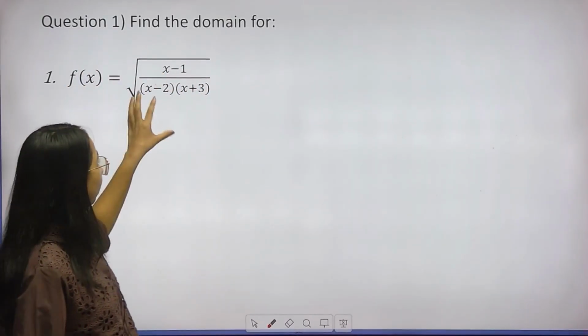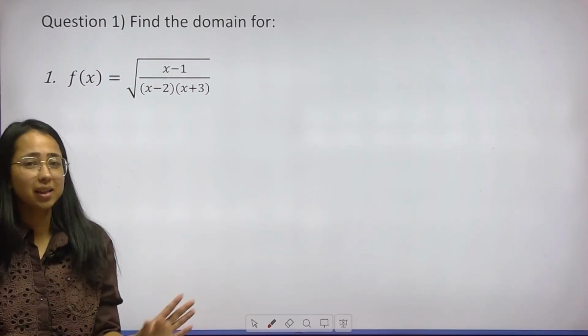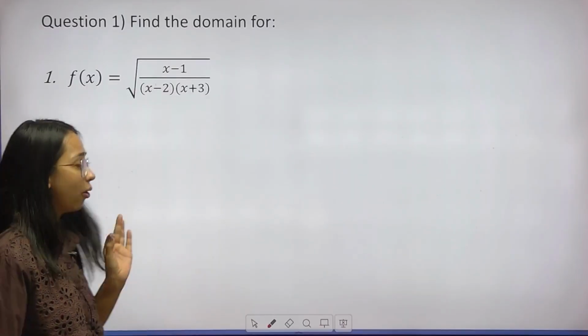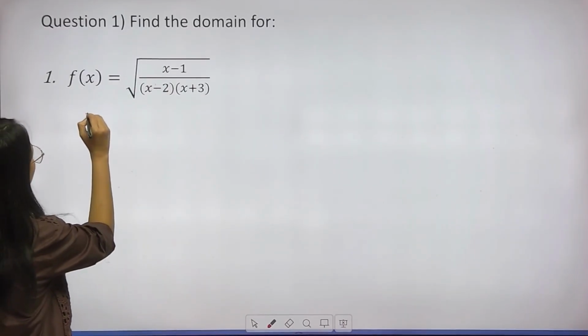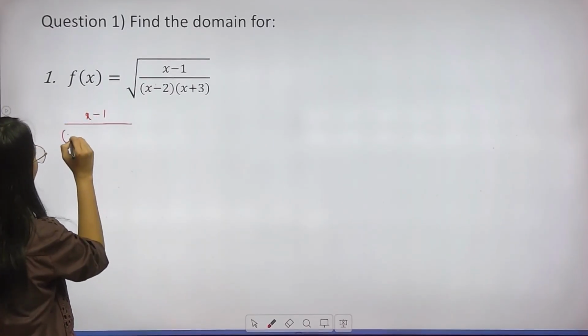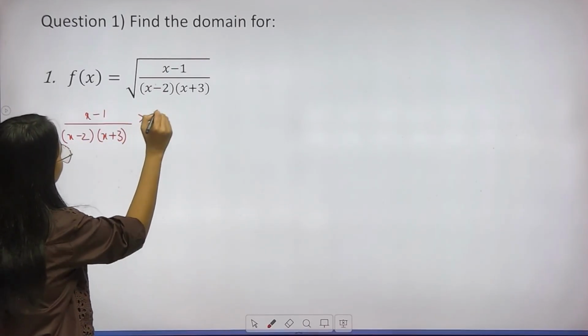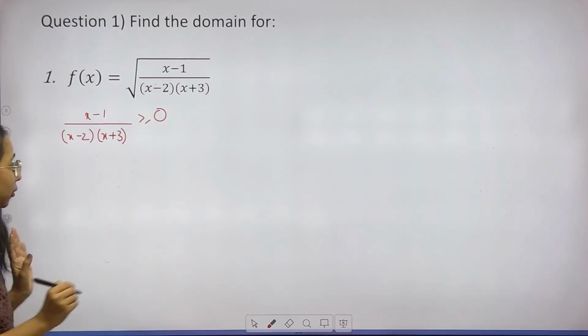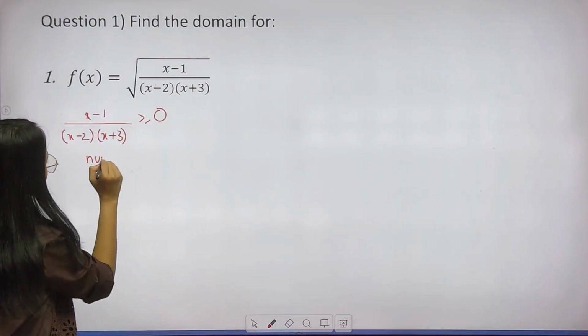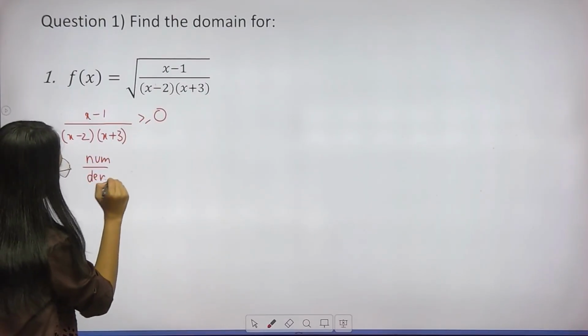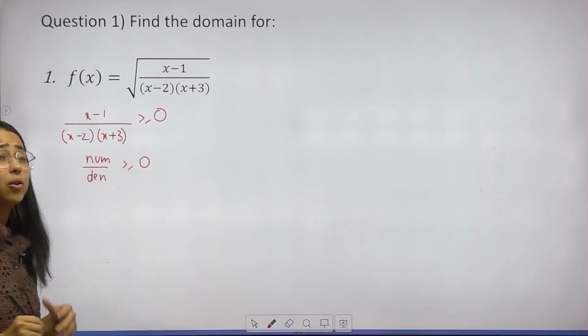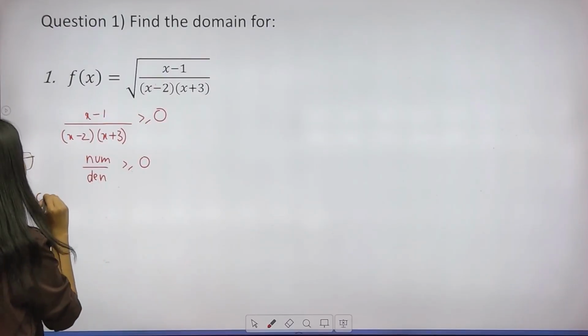So for finding the domain, we already know that anything inside the root will be always positive. Okay, which means that (x minus 1) over (x minus 2) into (x plus 3) will be greater than or equal to 0. Okay, which means that this numerator upon denominator needs to be greater than or equal to 0, which gives us two cases.